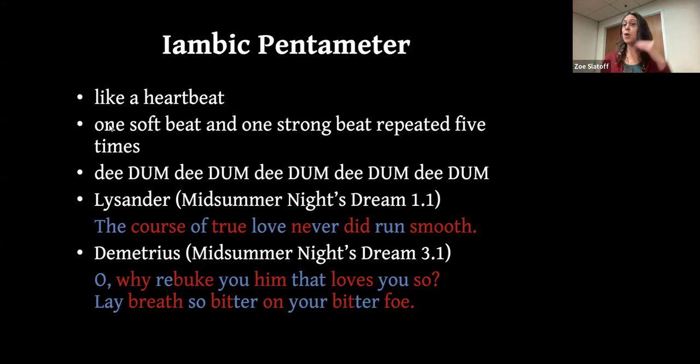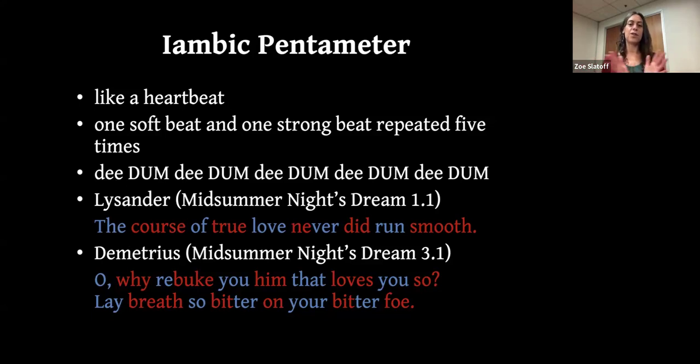And again, this is going to become important when we turn to Sanskrit poetry, because there's this alternation of light and heavy syllables. The light ones here are in blue. The D, I should have made this blue and red too, and then these capital ones are the dumb, the red ones. So if we were to say this from Midsummer Night's Dream, the course of true love never did run smooth. Right? Similarly, Demetrius in Midsummer Night's Dream, oh, why rebuke you him that loves you so?